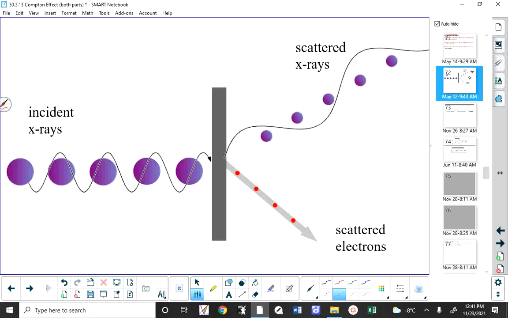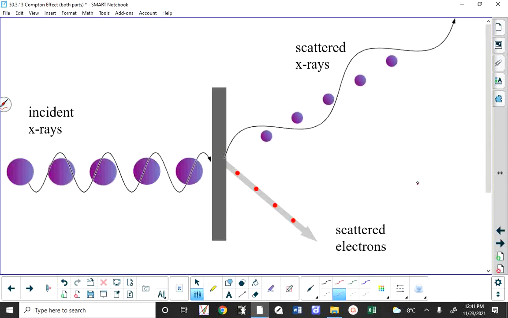This is a visual of what's going on during the Compton effect. You can see that the wavelength of the scattered X-rays is longer. That makes sense because if the photons lose energy, they have to have a longer wavelength. Greater wavelength afterwards means less energy afterwards.